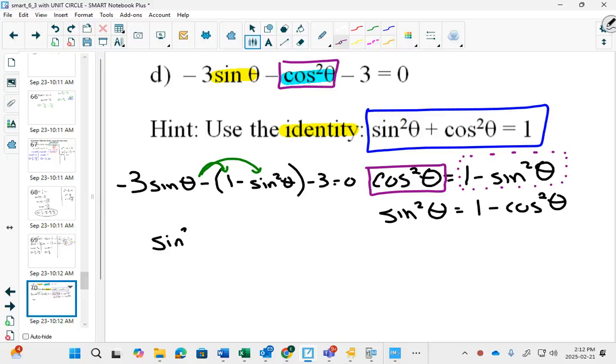I'm going to write that first. I still have this subtract 3 sine theta. And minus 1 and a minus 3 would give me minus 4, still equal to 0. It's a quadratic equation. I have my first term, I have my last term, I have my outside and inside combined. Can I factor this?